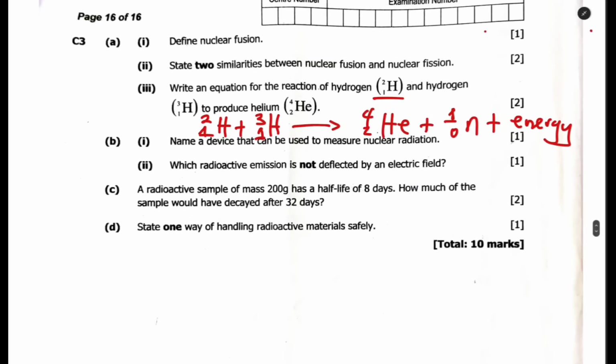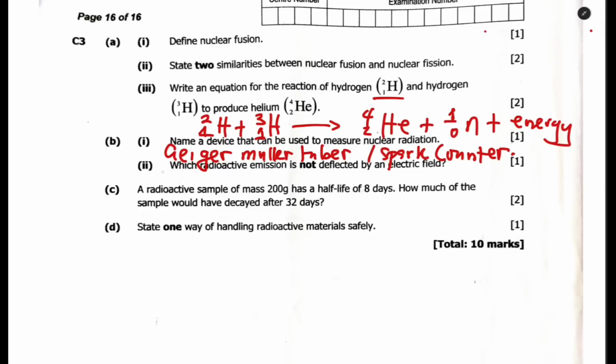Then the other question, that is question B. Name a device that can be used to measure nuclear radiation. So here I can put this one. I don't know how we can pronounce this one. Geiger-Muller counter or tube, or counter. Then we have the spark counter as well. Okay, Geiger-Muller counter, and of course the spark counter.